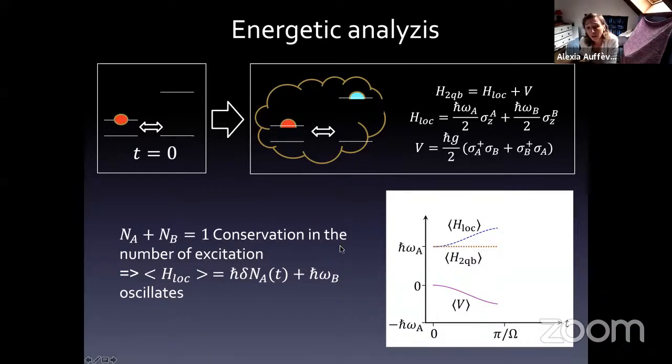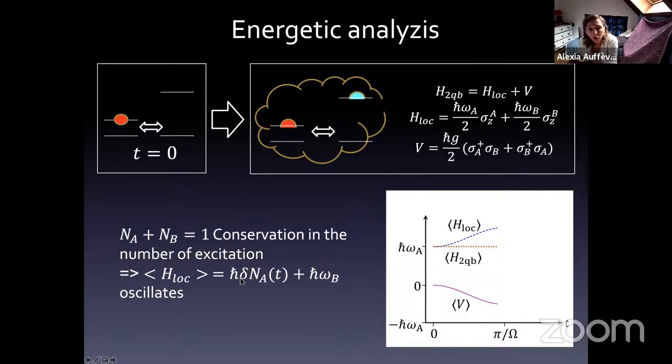And because of this conservation of the number of excitations, I can look at the local Hamiltonian, and what I see is that it oscillates, which is normal, because if I start from the red qubit here, then I know that my excitation has a probability to go to the blue qubit, and if I strictly add up the two energy terms, my local energy increases.